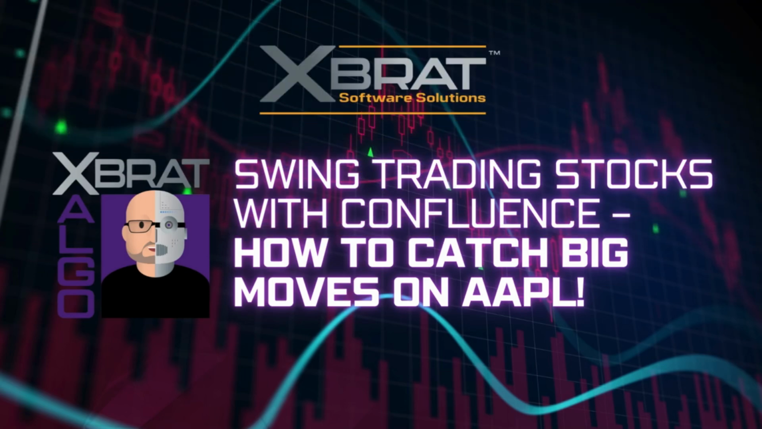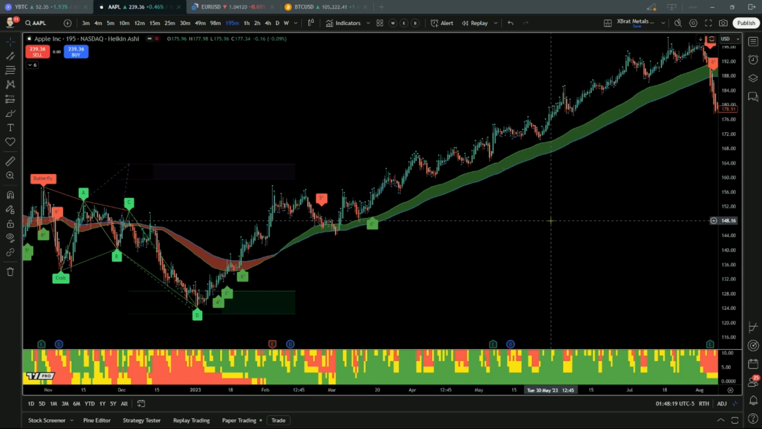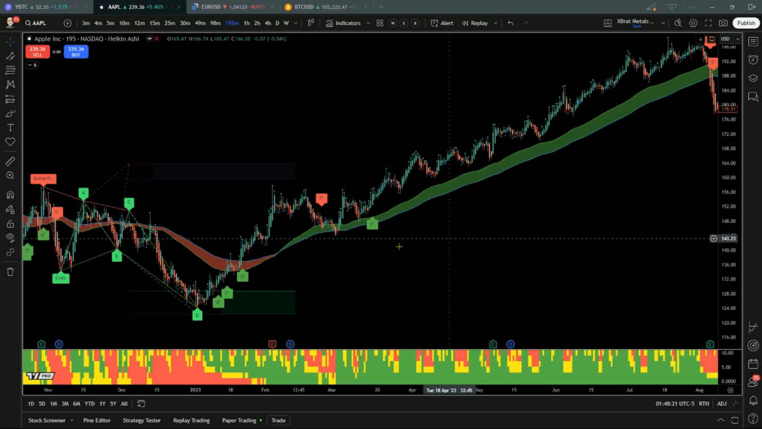So, swing trading stocks using confluence. One of the biggest things for me, and this is Apple stock, so it's a good mover, is trying to find that confluence of technical analysis that allows you to get into a really good, strong move, but then be able to get out. Remember, swing trading isn't investing.